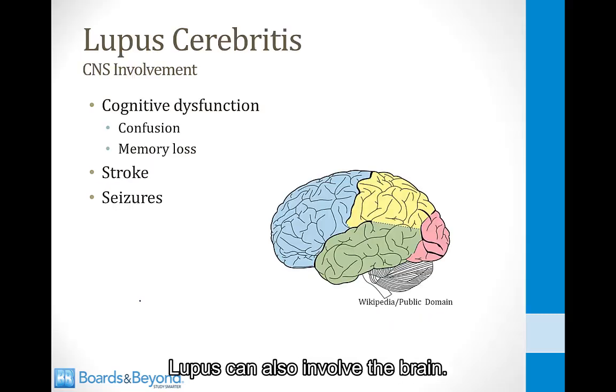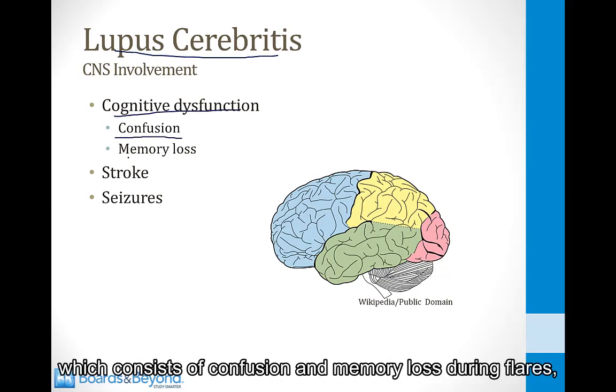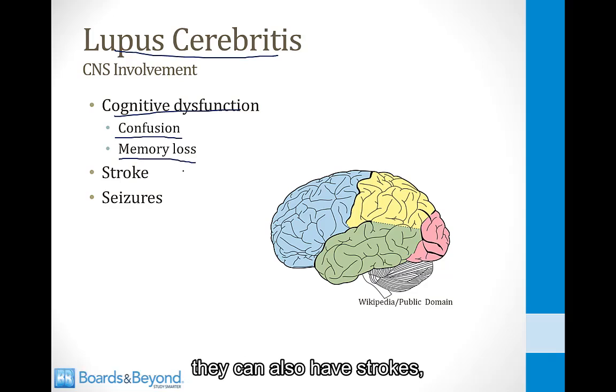Lupus can also involve the brain. Patients with lupus can get what's called lupus cerebritis. This involves cognitive dysfunction, which consists of confusion and memory loss during flares. They can also have strokes and they can suffer seizures.